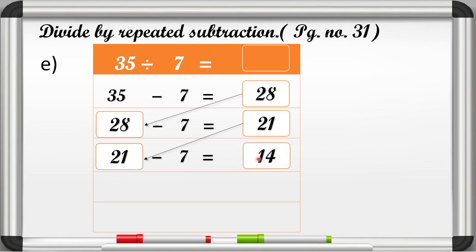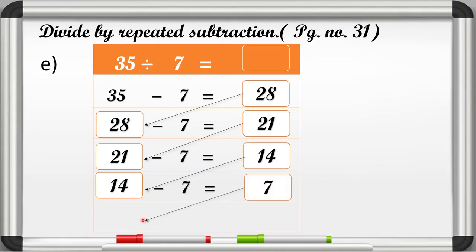Now 14 minus 7. So we'll write 14 here and minus 7 is equal to dash. So keep 14 in your mind and 7 on your fingers. Let's start backward counting. 13, 12, 11, 10, 9, 8, 7. So we'll write 7 here. Now 7 minus 7 is equal to 0. Okay. So we'll write 0 here.